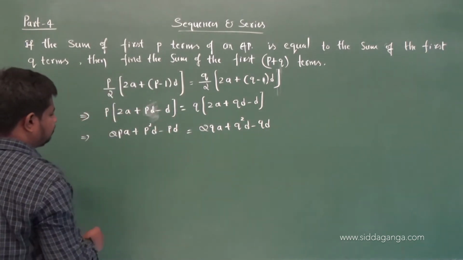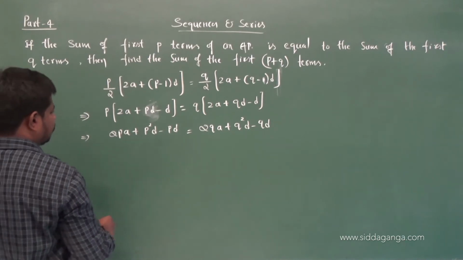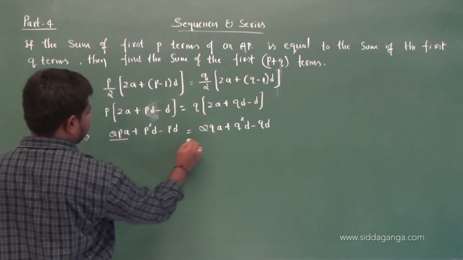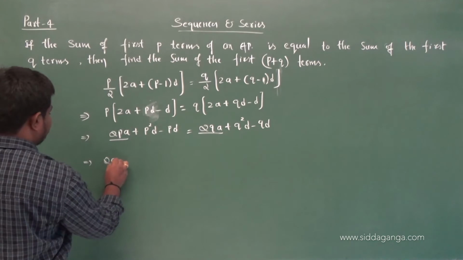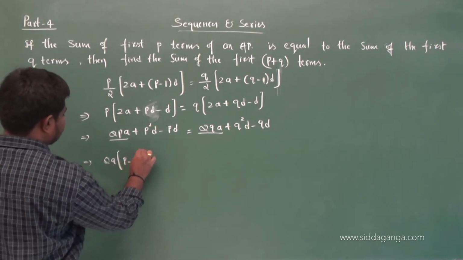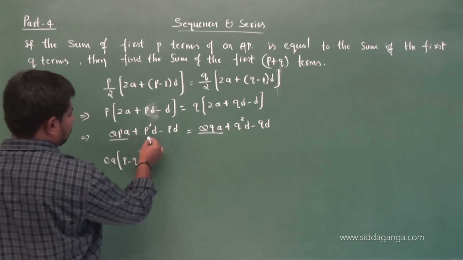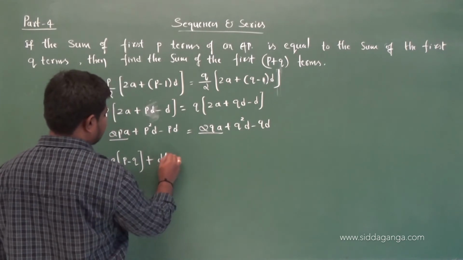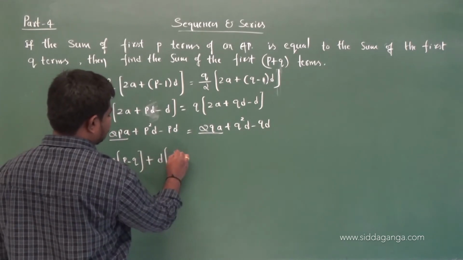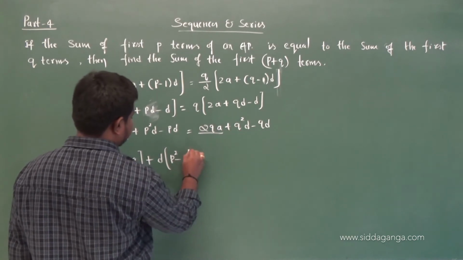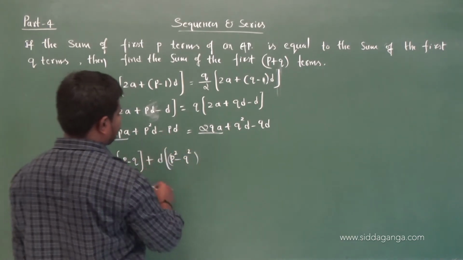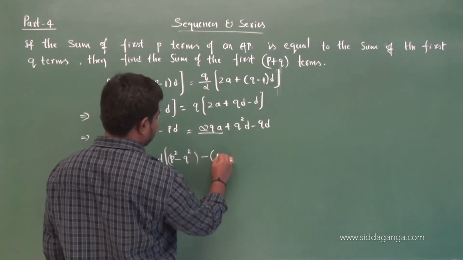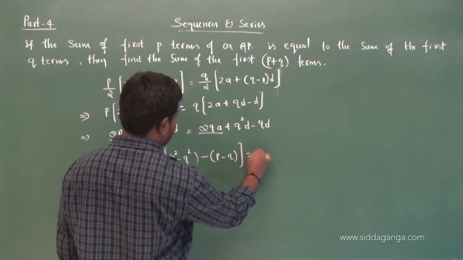Okay. Now, let me take all the terms to the left hand side. So, what do you get? 2pa, 2qa. So, 2a common now, 2a into p minus q plus, in the remaining terms take d as common, right. So, d let us take common outside. Remaining is p square minus q square. Here we have minus p. If you take minus q to the left side, plus q. So, minus of p minus q equal to 0.